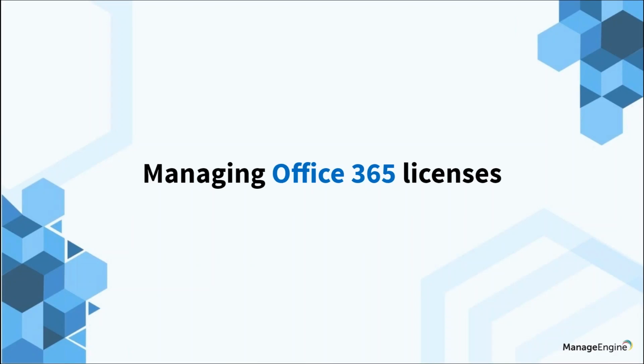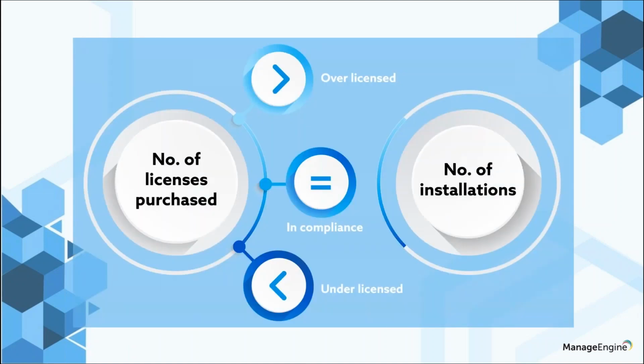The first task given to John and his team is to manage Office 365 licenses. So how is he going to do this? First, John and his team should know the number of licenses purchased for Office 365 software and the number of machines that have this software installed, whether it is over licensed, under licensed, or in compliance. So how is he going to get this complete picture using Desktop Central?